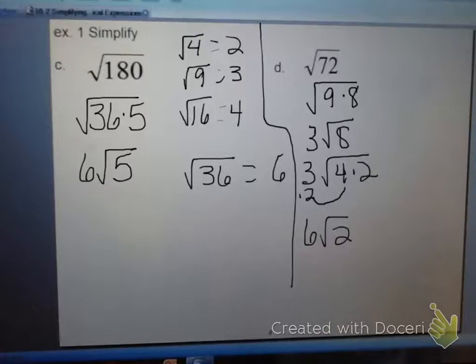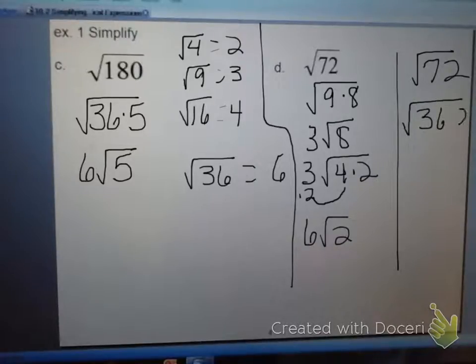Now you could have done this another way. Remember what I said? You want to try to find the largest perfect square that goes into this number. 9 is not the largest perfect square. 36 is. 36 times 2. And the square root of 36 is 6. Now notice you get the same answer, but what a lot of people do, they stop right here, 3 square root of 8. And that would be wrong because 8 can be broken down. So that's why I stress to you that you want to try to find the largest perfect square that goes into those numbers.